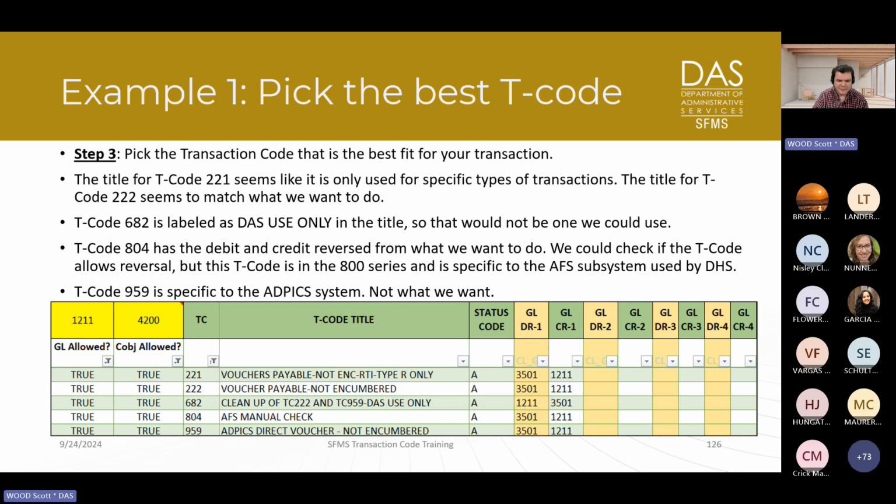T-code 804 has the debits and credits reversed from what we want to do. We could check if the T-code allows reversal, but as this T-code is specific to the 800 series and the AFS subsystem, it's only usable by ODHS, so let's avoid that one. And T-code 959 is specific to the ADPICS system, which we are not using at the moment. And therefore, based on titles alone, T-code 222 seems what we need. Voucher payable, not encumbered.